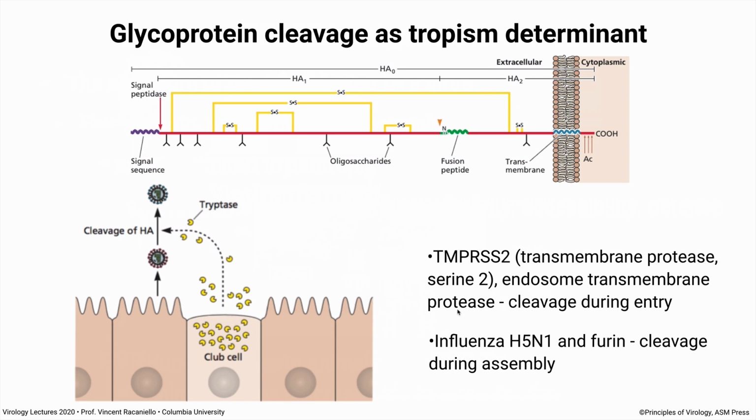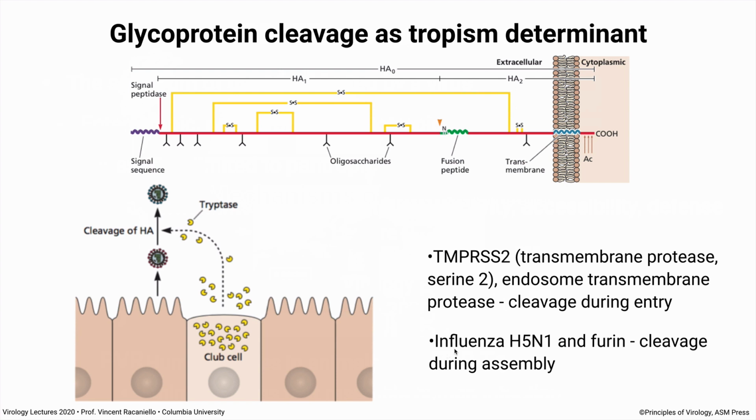There's another one, a very important one, TMPRSS2, transmembrane protease serine 2. This is an endosomal transmembrane protease. And this has been shown to be important for cleavage of HA of human influenza virus strains. The idea here is that this protease would be present in the endosomes of these respiratory cells, and the viruses would be cleaved on the way into the cell. So they're cleaved in this case by tryptase on the way out, can also be cleaved on the way in, cleavage during entry. There are avian influenza viruses that have a different cleavage site.